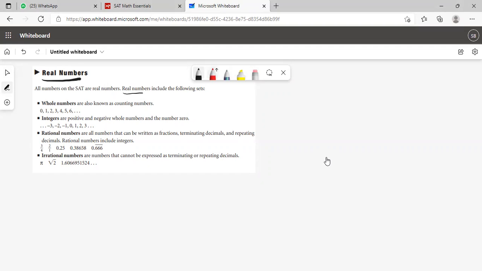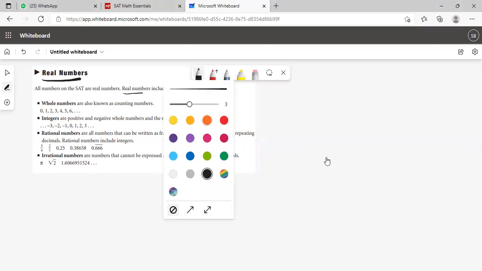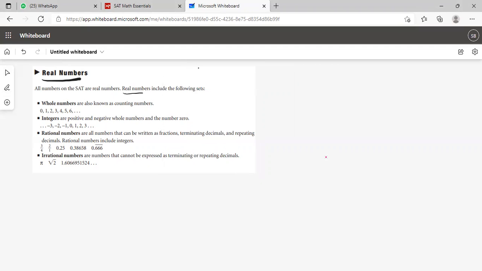Okay, and this is a very, very important topic. Right, so what are whole numbers? Whole numbers are known as counting numbers 0, 1, 2, 3, 4, 5, 6, 7, 8, 9, 10. Okay, this is what whole numbers are. A whole number is any number which is positive and there's no decimal in that number and it's not a fraction. Any number of this sort like 10, 11, 12. So all these numbers are positive. There's no decimal in this number. There's no fraction in this number. So these numbers are whole numbers.